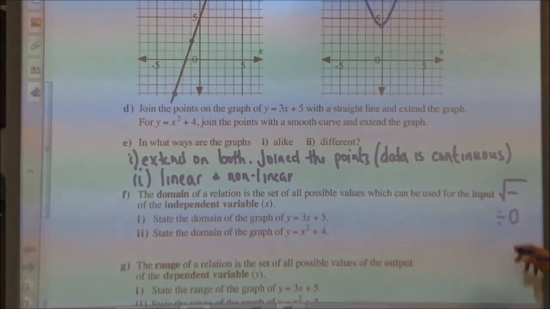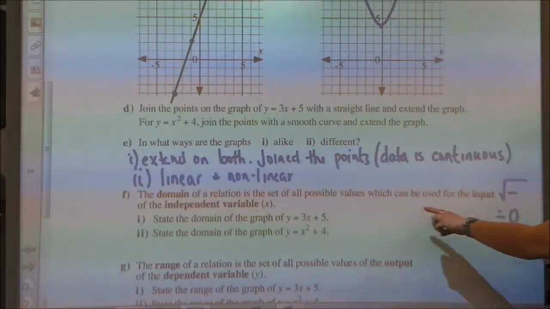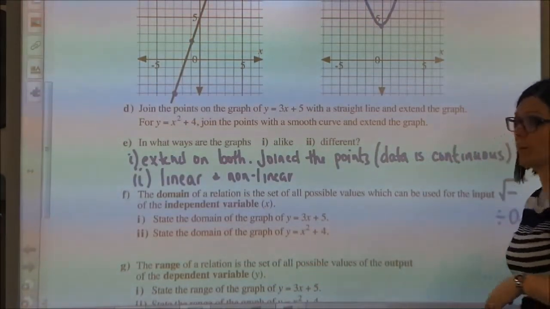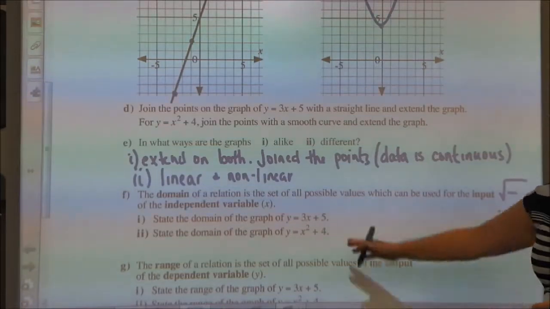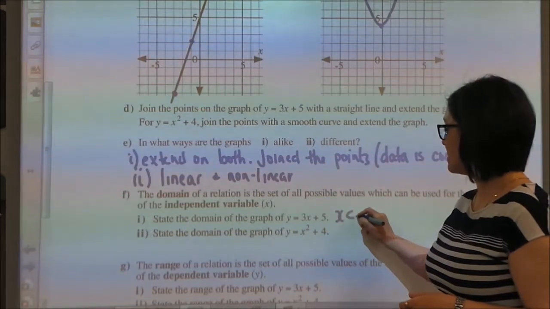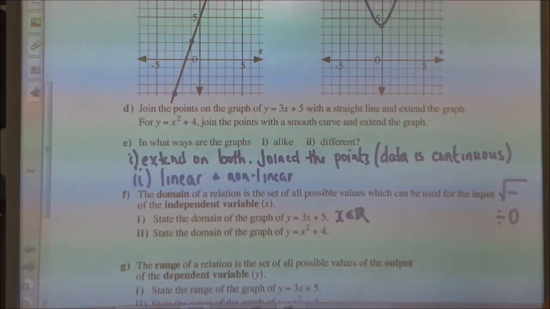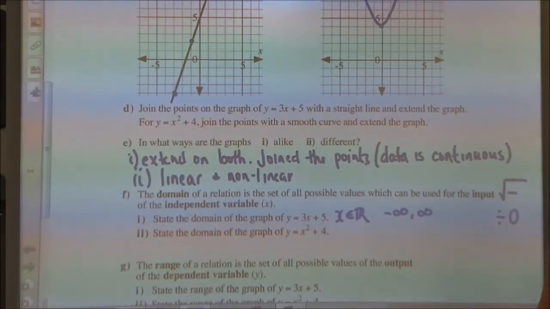The other thing you can't do is divide by 0. So you look to see if you're dividing by a variable. In this case, y equals 3x plus 5, there's no square root and there is no dividing. There's no restrictions. So we can say that the domain is that x belongs to the set of real numbers. The other way that we could write this is x can be any number from negative infinity to positive infinity, and then we put curved brackets.